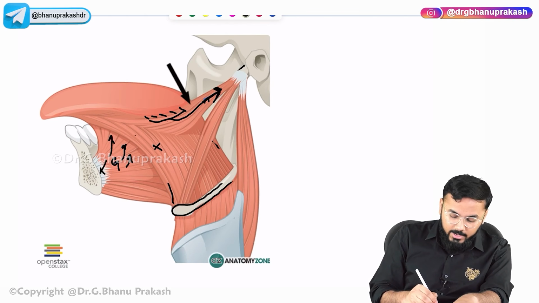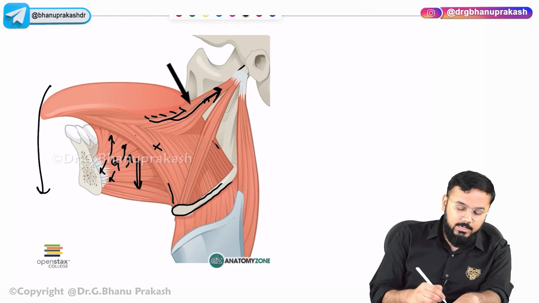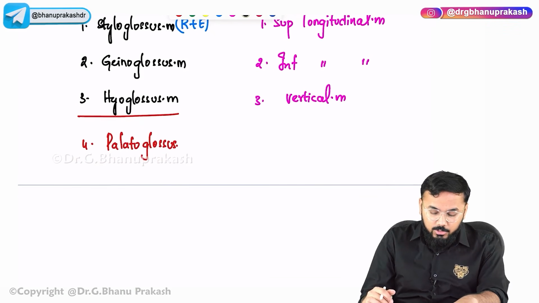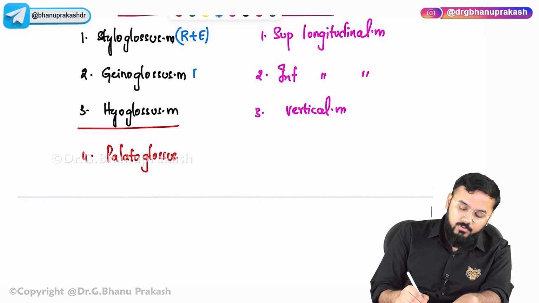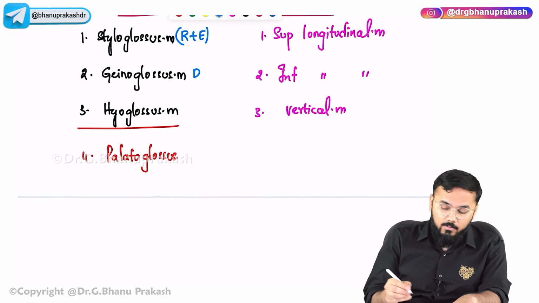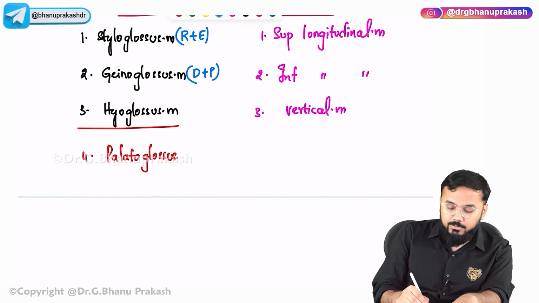For example, if I am contracting this, what will happen? The tongue is depressed down. So, genioglossus is responsible for depression of the tongue. Along with that, one more action is protraction.